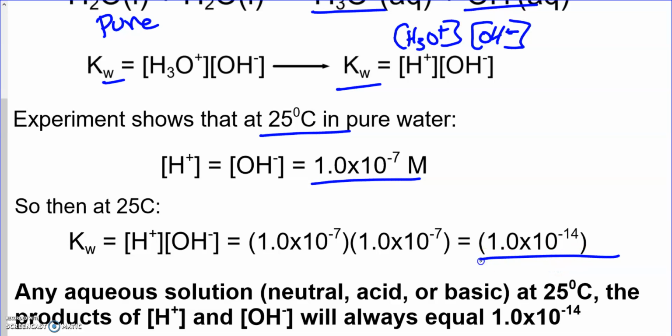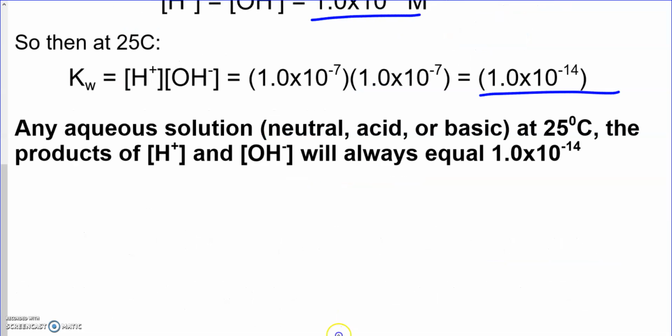So what does all this have to do with anything? We're going to assume that all of our solutions in this unit are at 25 degrees Celsius, room temperature, because of this standardization. Keep in mind, if I change temperature, I do change my Kw value, which does change what pH is. A pH of 7 at a different temperature doesn't mean the same thing as a pH of 7 at 25 degrees Celsius, because K is temperature dependent and pH is based off of these values, which are part of our K.